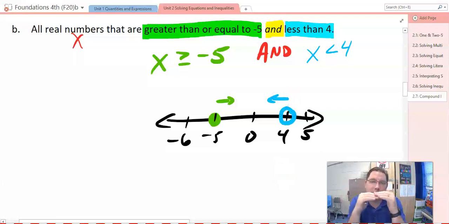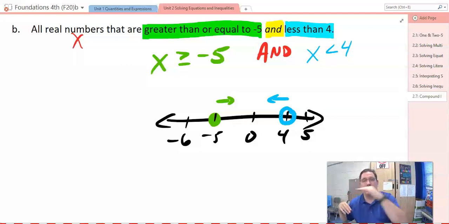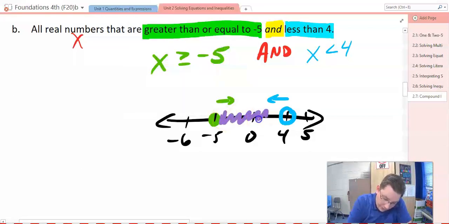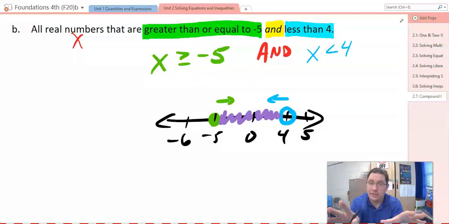And so where's the overlap going to happen? The overlap happens in the middle, because as the blue keeps going to the left, right? As the blue keeps going this way, it's going to go past that -5. But only blue's out there. And as the green keeps going to the right, it's going to go past 4. And only green's out there. The only place where the green and the blue overlap in this problem is in the middle, right here. We keep the circles, we keep the dots on an and problem, and we shade where the two overlap. That's it. Okay? So, pay attention to the statements.